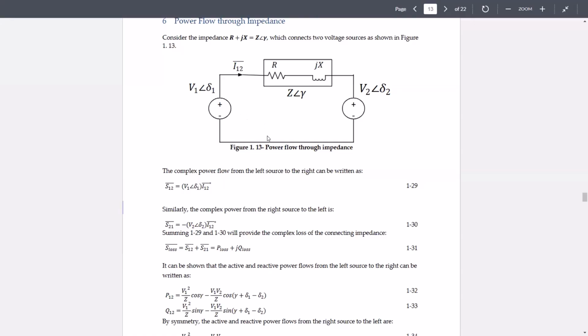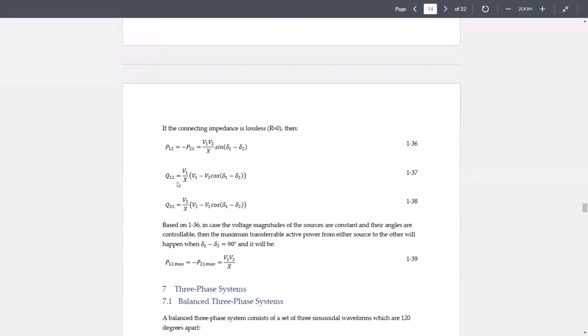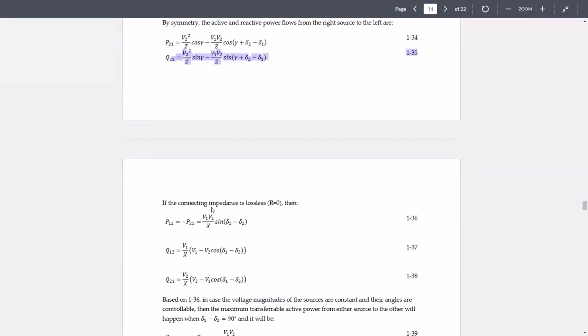So in that case, when R is equal to 0, P12 would be the negative of P21, and Q12 and Q21 are still not equal to the negative of each other. So keep that in mind.